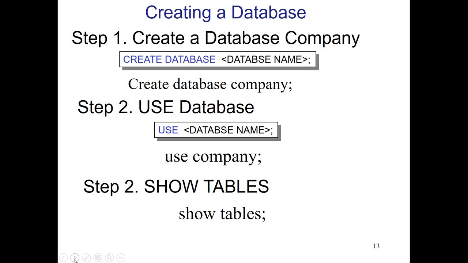Let's see some of the standard structured query languages. In order to create the database, the syntax is create database and database name. For example, in order to create the database company, the actual syntax is create database company. In order to use the database which is already created, the syntax is use database name. Example, use company. In order to show the tables which are already created, the syntax is show tables.